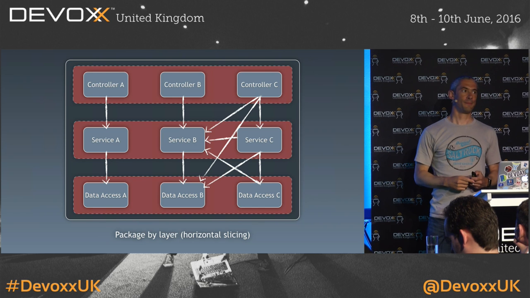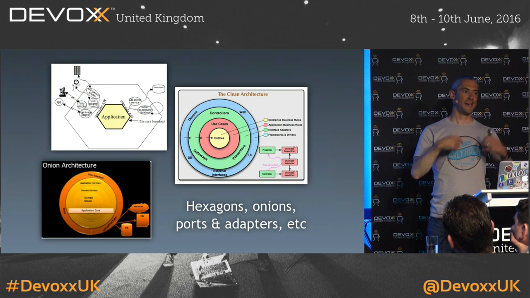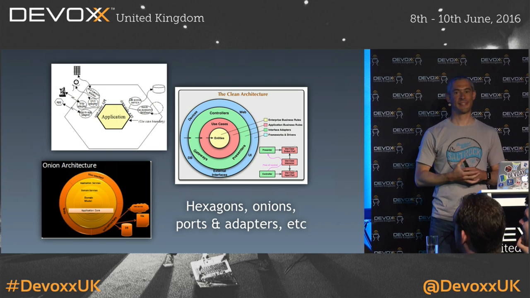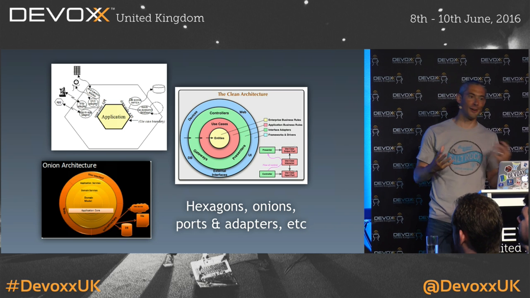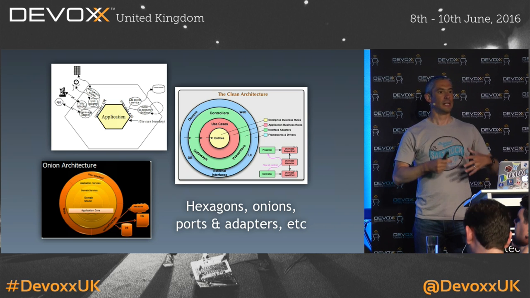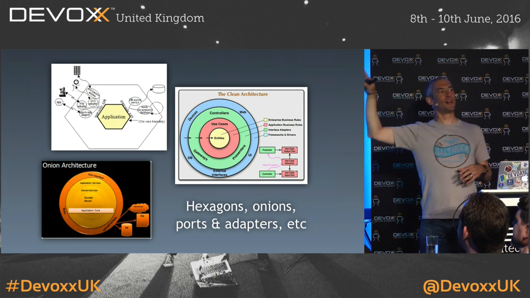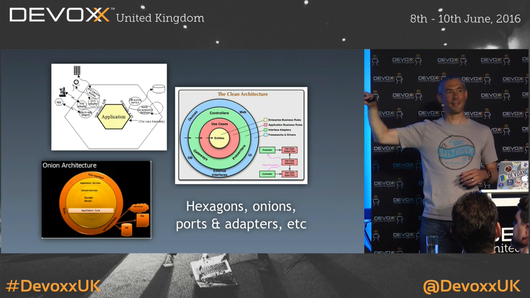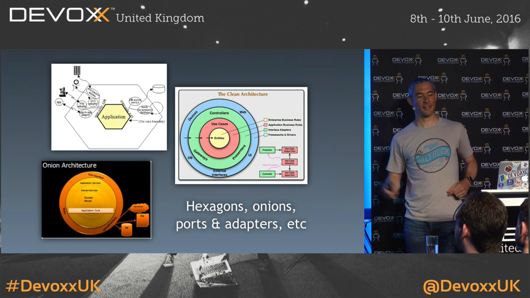This is just one approach, of course. Hexagonal architectures, ports and adapter architectures, clean architectures, onion architectures. These are typically layered architectures as well, and I'll come back to that point in a second.